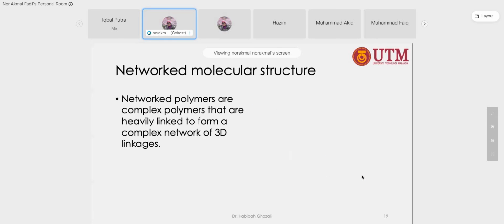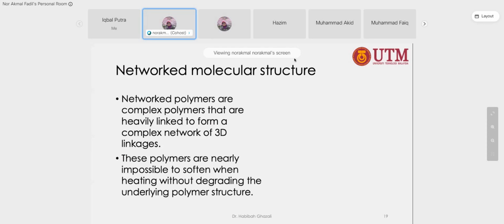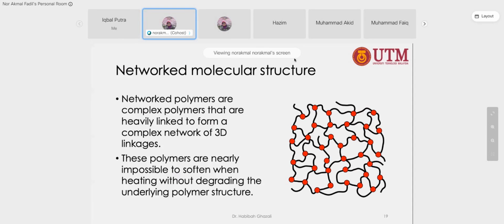Another is network molecular structure. The network molecular structure is quite complex. It is a complex polymer that is heavily linked to form a complex network of 3D linkages. These polymers are nearly impossible to soften when heating without degrading the underlying polymer structure. Okay, it forms a network, macam jaring. It's like a net.